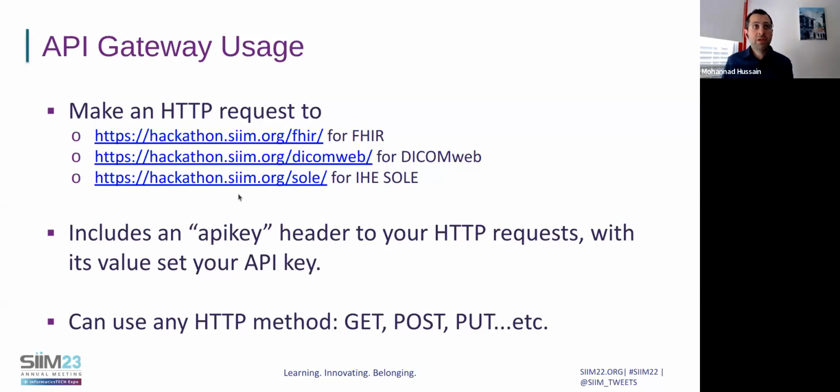Now, you don't need to write down these API endpoints. They're all posted as part of the documentation, but these are the API endpoints for FHIR, DICOM Web, and Solr. Very easy to find. Again, always include an API key header in your HTTP request, whether it's HTTP or HTTPS, same difference. And again, all HTTP methods are supported. Get, post, put, all these methods are fully supported.